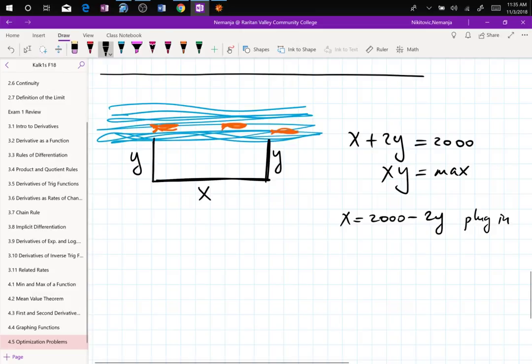Okay. So we are stuck with what we have. So now instead of x, we have 2000 minus 2y. Everything times y. There you go. Equals a max, and then you distribute, differentiate, solve. Let's go.